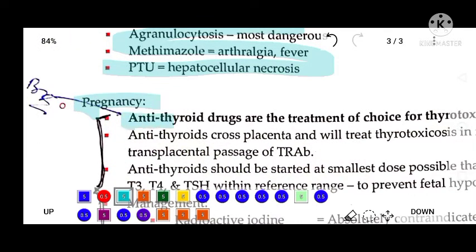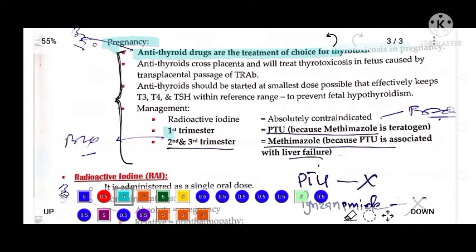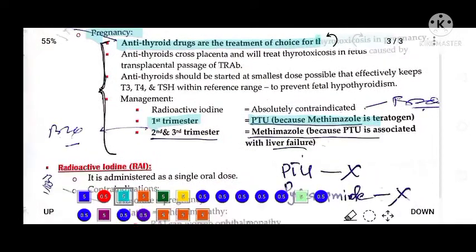In pregnancy, antithyroid drugs should be given as the treatment of choice for thyrotoxicosis. In the first trimester, propylthiouracil should be given because methimazole is teratogenic. In the second trimester, methimazole should be given.